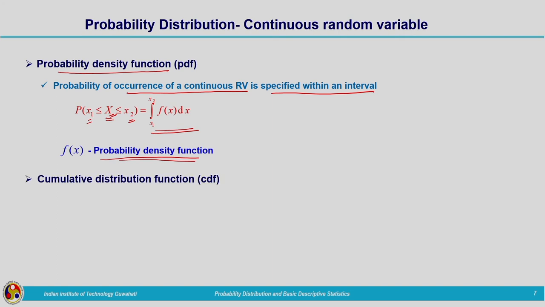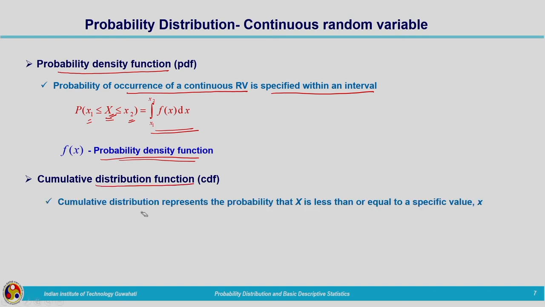Now coming to the cumulative distribution function, this cumulative distribution represents the probability that the random variable X is less than or equal to a specified value small x.